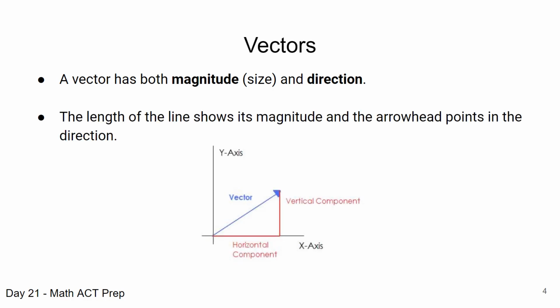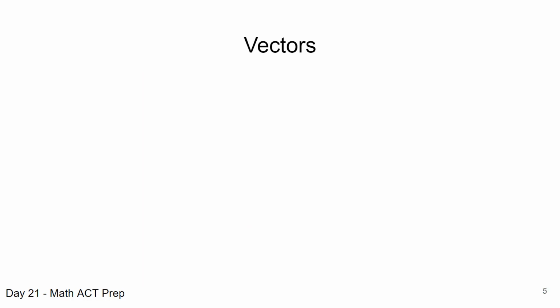And this is something like a ray. A vector looks like a ray. You have looked at lines, line segments, rays early on in geometry, and a vector looks like a ray. The length is going to show its magnitude, and that arrowhead points in the direction that it's going. And we've graphed this here on an XY axis. You have a horizontal component and a vertical component of your vector.